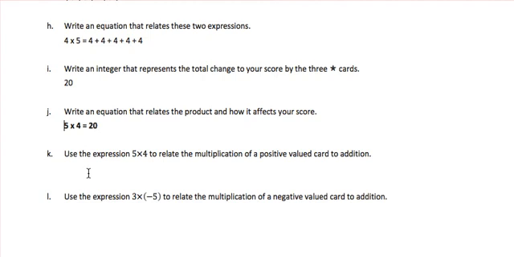Multiplying a positive integer card is repeated addition of a positive integer card, and it increases your score. However, multiplying a negative integer card is repeated addition of the negative integer card, and it would decrease your score.